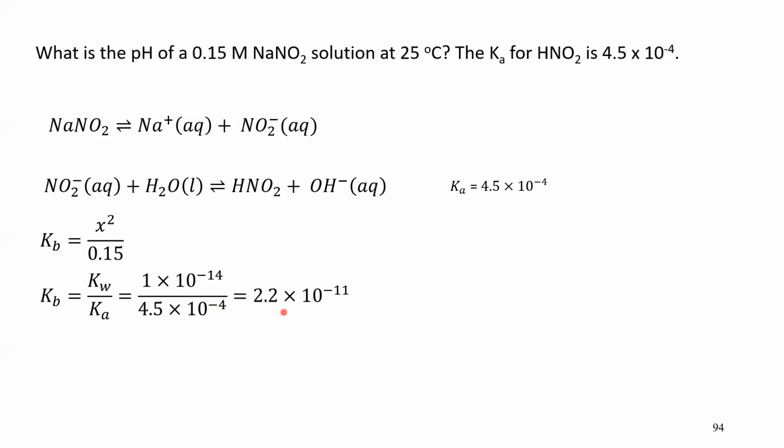So this is what you're going to do on your own, and let's see if you can come up with the answer. This is Kb. We're going to plug it in here. So 2.2 times 10 to the minus 11 equals x squared over 0.15. Solve for x. Figure out what x means. And then calculate the pH of this salt solution. We did the chemistry behind it, so now the math part of it should be something we can do.